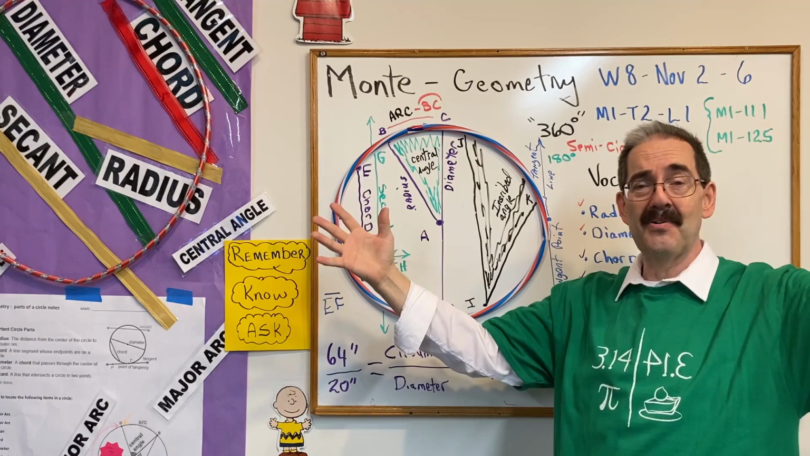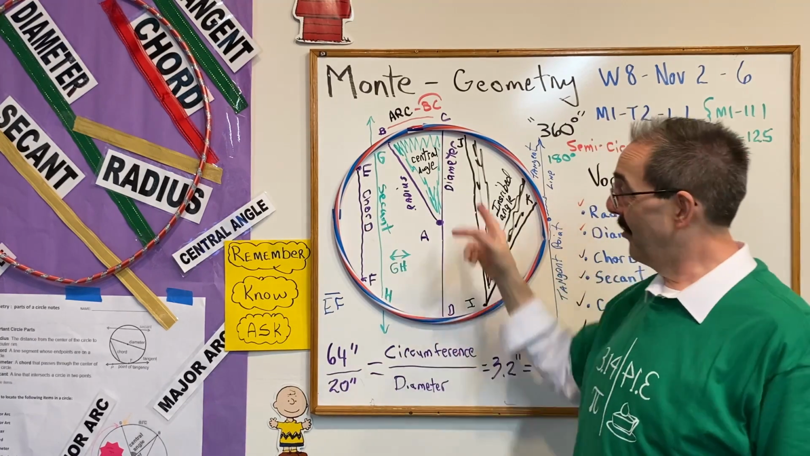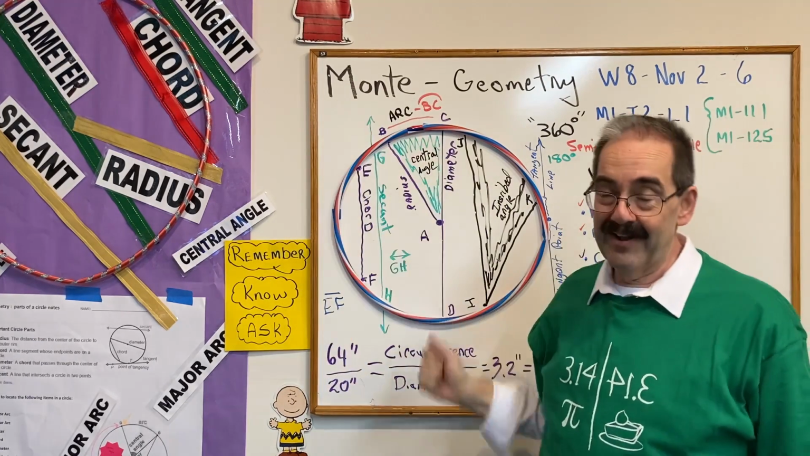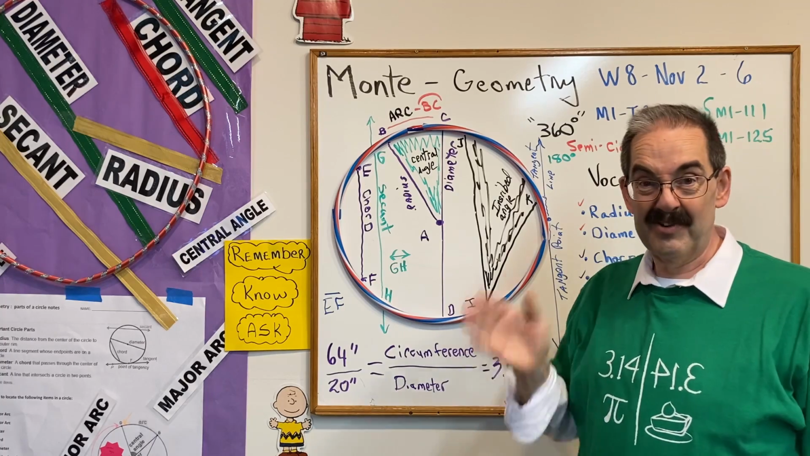Vocab, vocab, vocab. Let's enjoy circles this week. Hopefully you have a hula hoop. You can lay it on the wall in your house, right? Don't write on the wall.